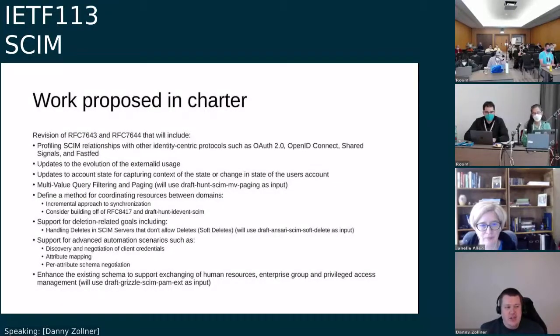And just quickly, here's all of the work related to schemas and protocols that's listed in the charter. It's available at that link that I also previously shared. I'm not going to spend too much time on this, but it's everything from clarifying and expanding on usage of things like external ID, changes and expansion to account state, completely new concepts like multi-value query filtering and paging, and a couple of other things as well. There's no conceivable way that we do this inside of 2.0. So I really want to get a group consensus and figure out how we proceed forward.